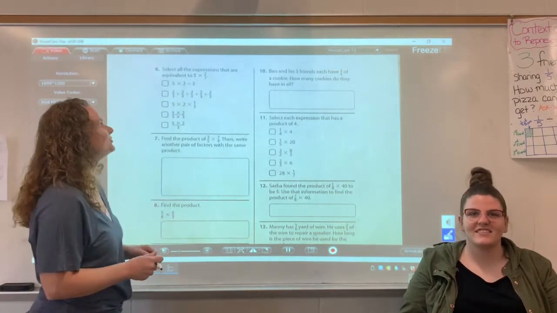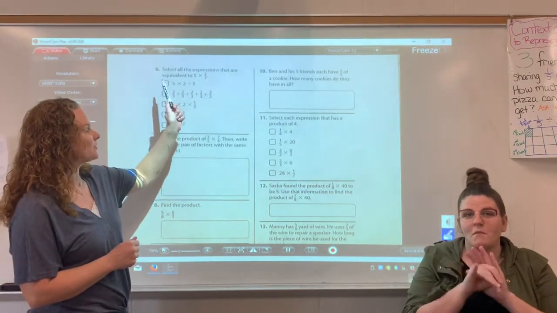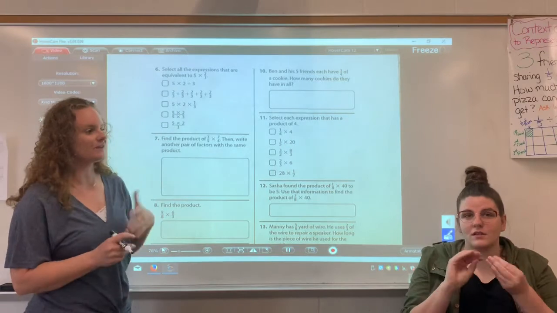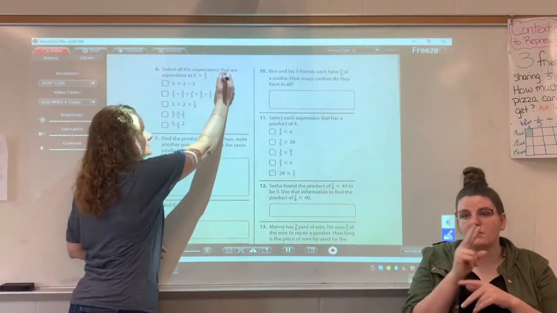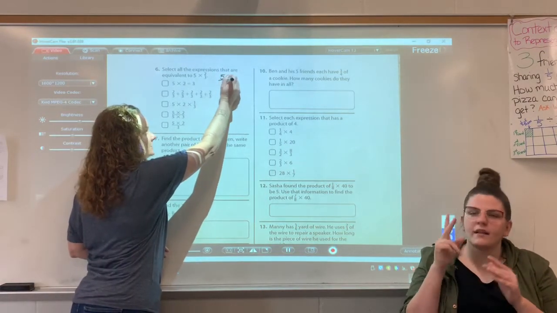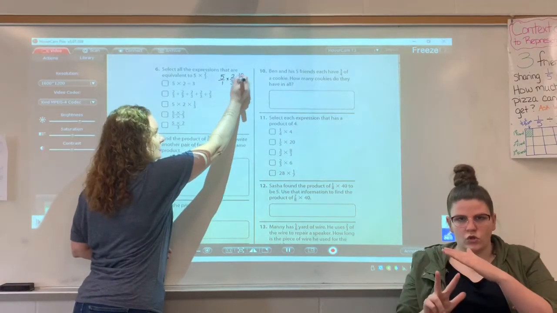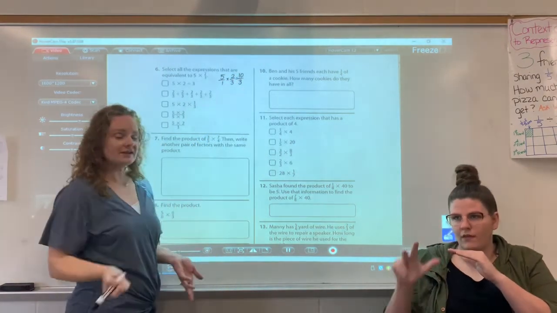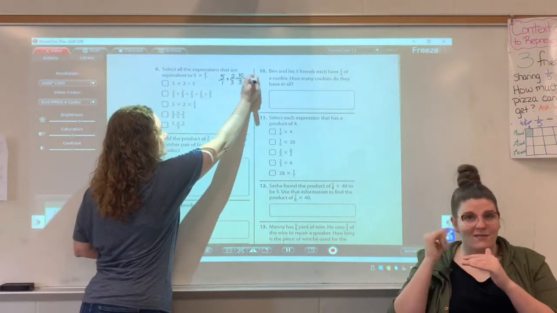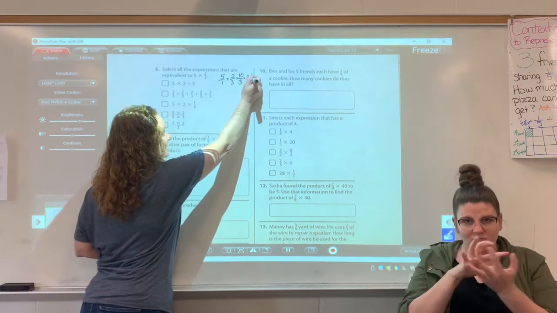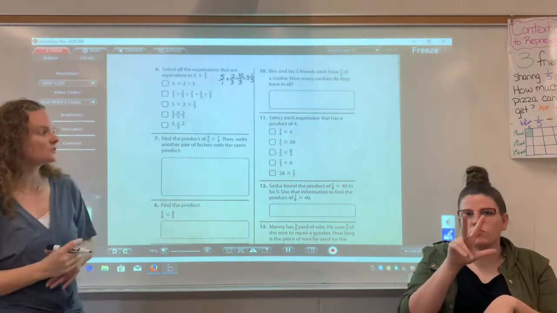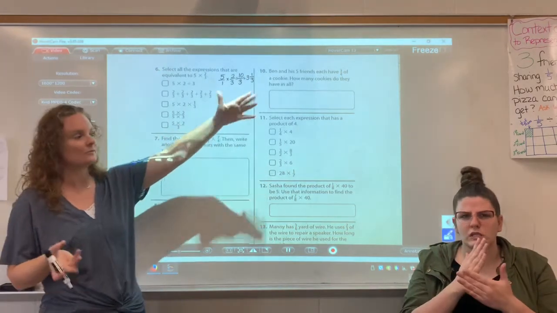All right, page 2. Select all the expressions that are equivalent to 5 times 2/3. Well, let's first figure out what 5 times 2/3 is. We have 5/1 times 2/3, which equals 10/3. If I were to turn that into a mixed number, I would end up with 3 1/3. Okay, so I'm looking for something with 10/3 or the 3 1/3.